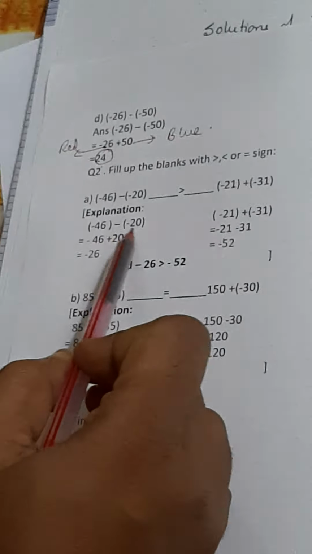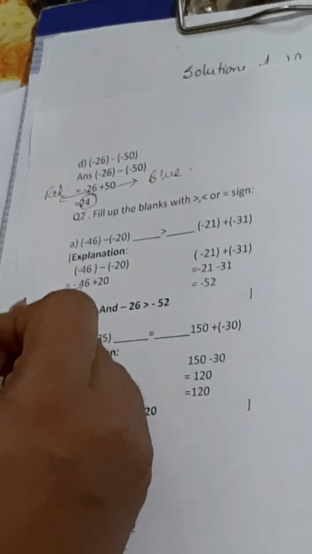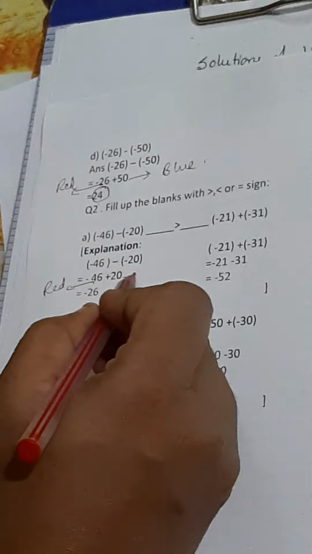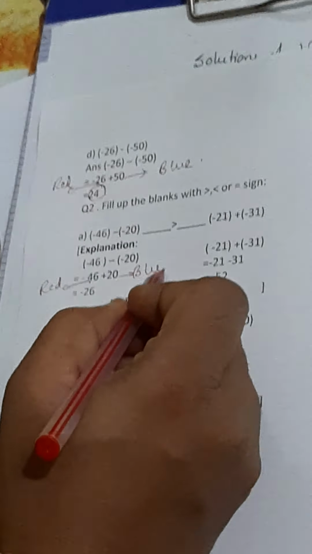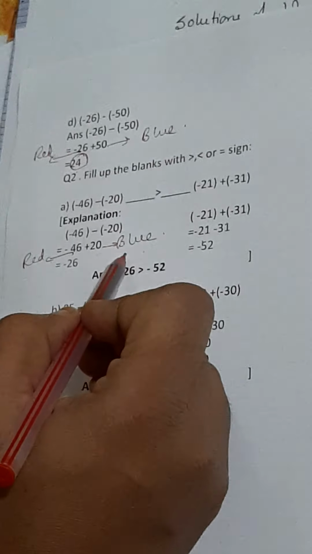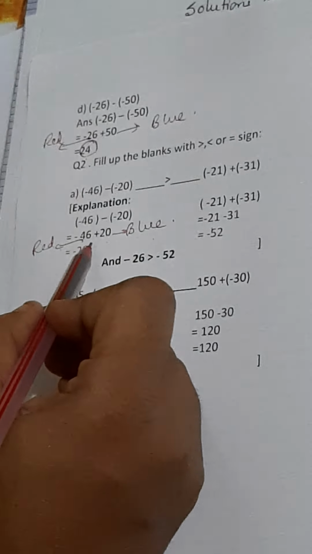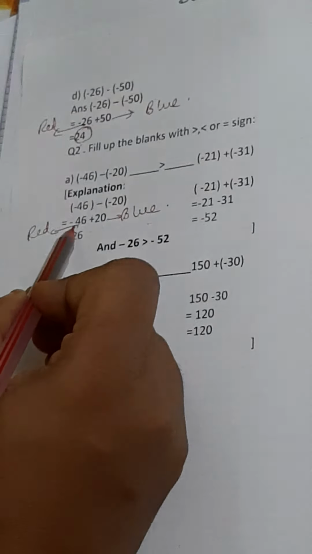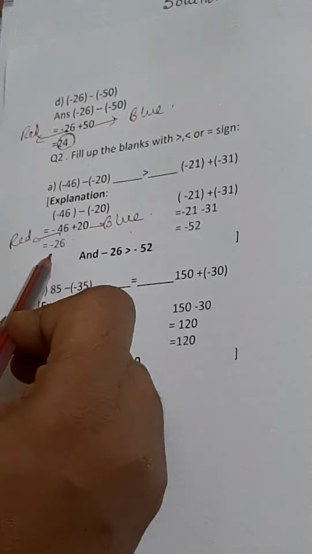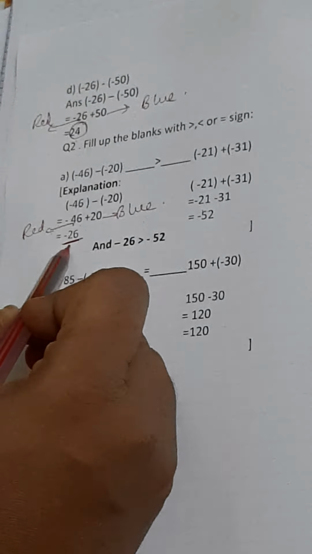What is minus of minus? Yes, it is plus. Now I have minus 46 means red, plus 20 means blue. So red and blue different colors, so I have to subtract. I have subtracted. अब जो बड़ा दिख रहा है वो 46 है और उसके आगे माइनस साइन है, इसलिए आंसर भी माइनस होगा. So the answer is minus 26.